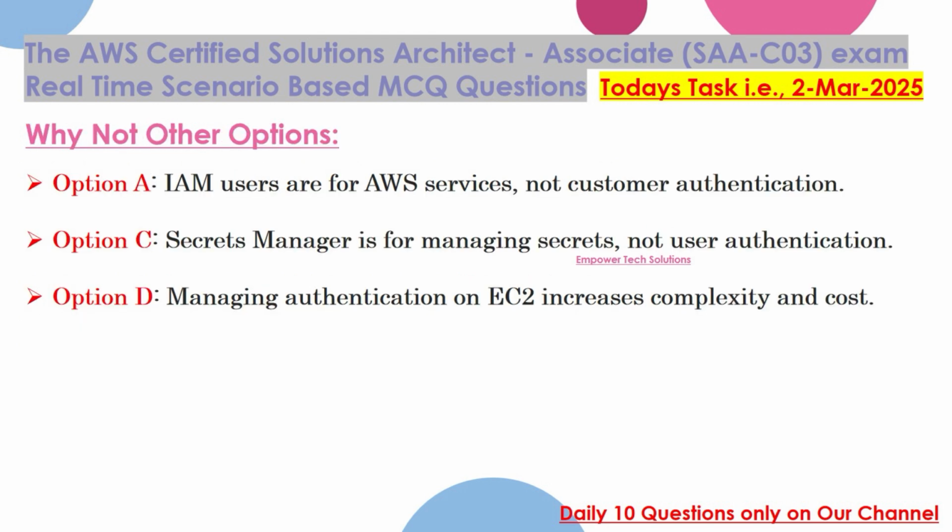Why not other options? Option A. IAM users are for AWS services, not customer authentication. Option C. Secrets Manager is for managing secrets, not user authentication. Option D. Managing authentication on EC2 increases complexity and cost.